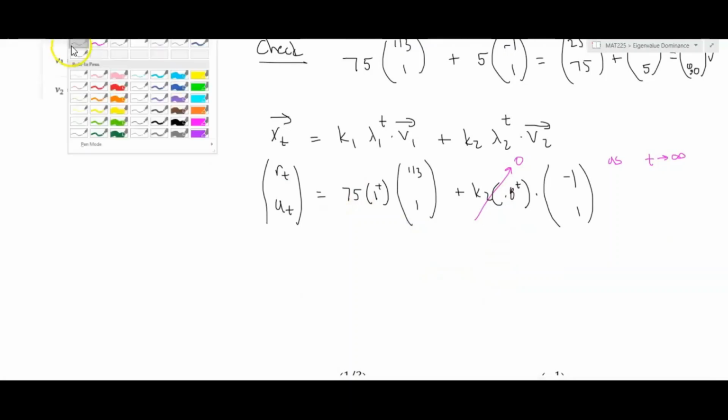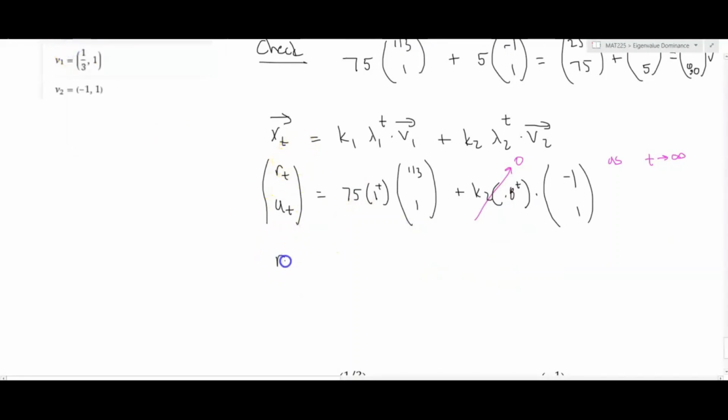But let's write this out in scalar form. So r sub t is equal to 75, 1 to the t times 1/3. Again, 1 to the t is just equal to 1 for all t. And so we'll have 75 times the 1/3 vector, which is just 25.